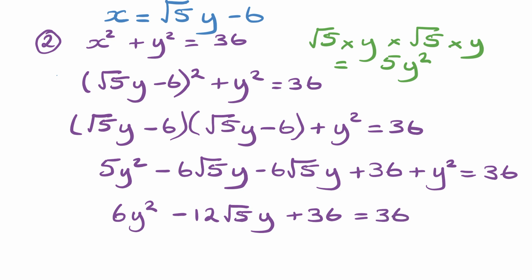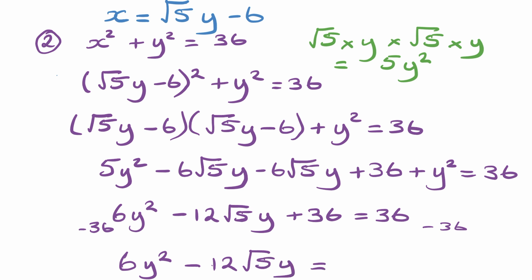Now we'll deal with this number. We'll subtract it from both sides. You can see we're going to end up with 0, which is perfect. It's what we wanted, really. So minus 36 from both sides. And then we're left with 6y squared minus 12 root 5y equals 0.